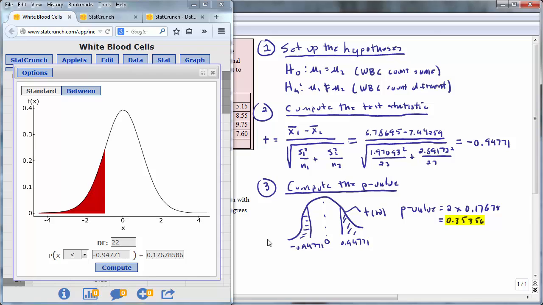Our fourth step is to interpret the results of the test. The p-value of 0.356 is much larger than 0.05 and is considered to be no evidence against the null hypothesis. The difference in the white blood cell counts of males and females is not statistically significant. I'm not a medical doctor, but the differences in the white blood cell counts seem to be of little clinical significance.